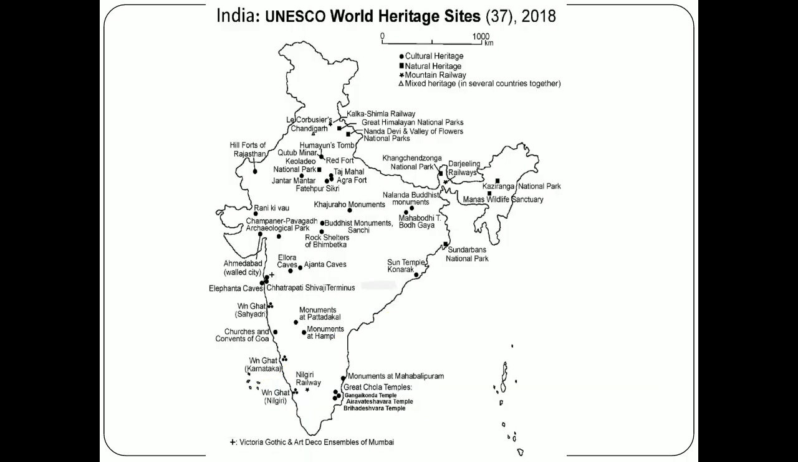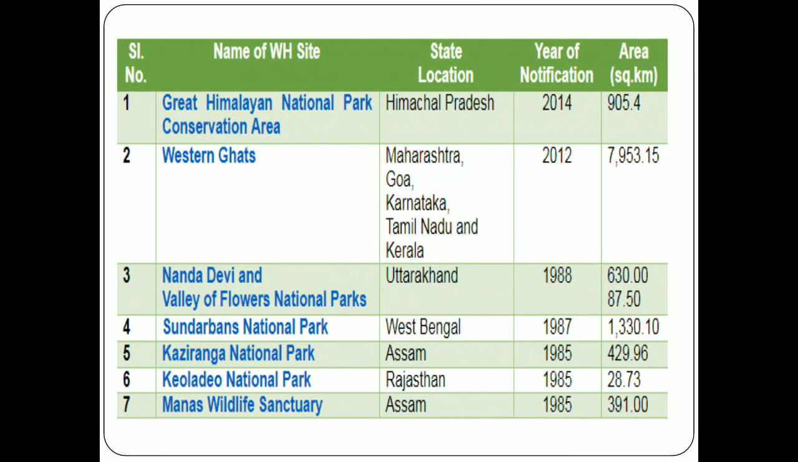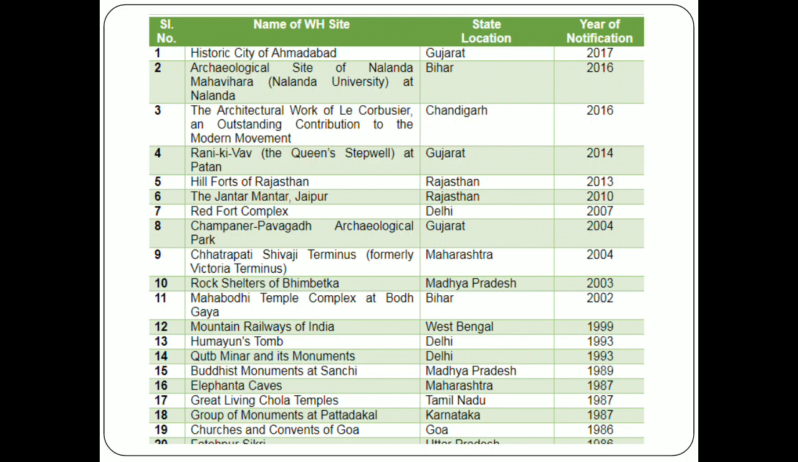So, some of the world heritage sites of India. Before that, an extra piece of information: the first world heritage city declared by UNESCO is Ahmedabad city. It has the physical beauty of architectural heritage, with the eastern bank of the Sabarmati river flowing through it. Then the list of natural world heritage sites, which is 7 in number: Great Himalayan National Park of Himachal Pradesh, Western Ghats of Maharashtra, Goa, Karnataka, Tamil Nadu and Kerala, Nanda Devi and Valley of Flowers in Uttarakhand, Manas in Assam, Keoladeo in Rajasthan, Kaziranga in Assam, and Sundarbans in West Bengal.